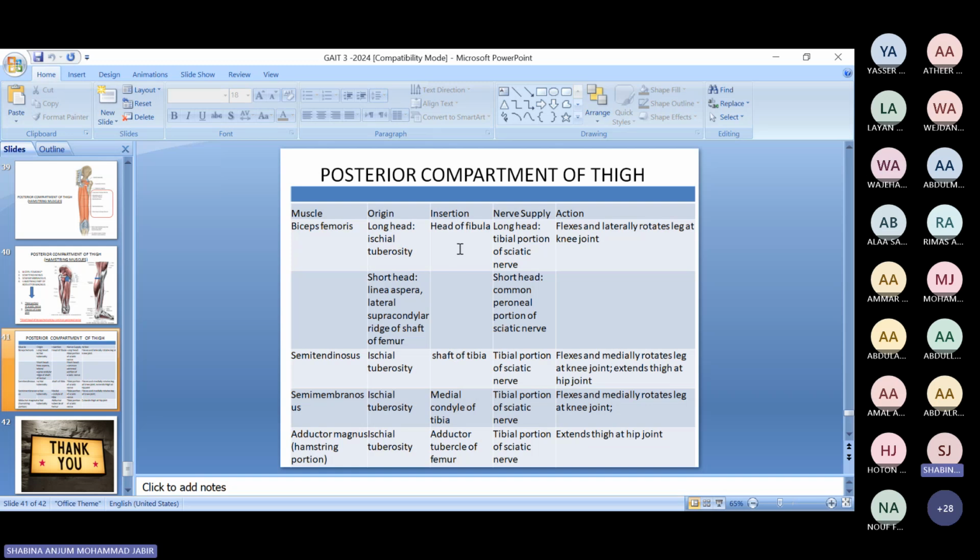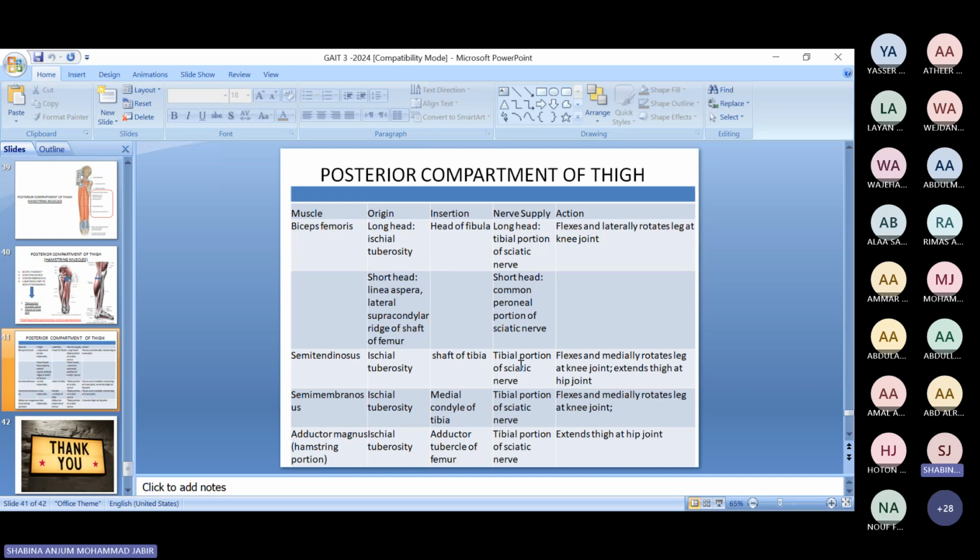One is going to the fibula and another, these are going to the tibia. So semimembranosus and semitendinosus will be the medial muscles, and biceps will be the lateral muscle. If you want to note it down, you can note it down so that you can identify them easily.